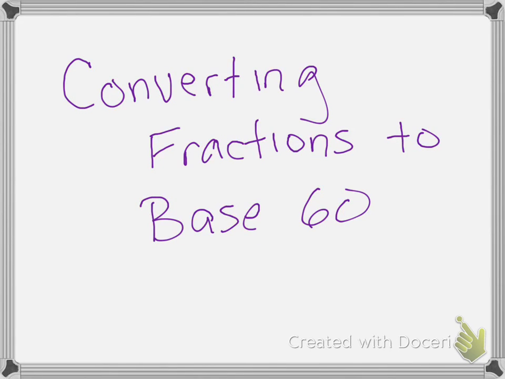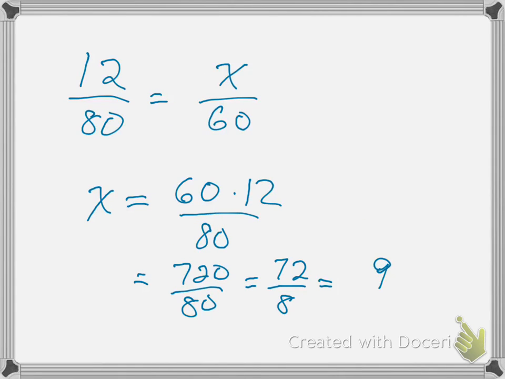We're going to look at how to convert fractions to base 60. So basically what we're trying to do is find the decimal version of the fraction, meaning we need to write the fraction as sums of fractions with denominators that are powers of 60. So let's look at the example 12 over 80.